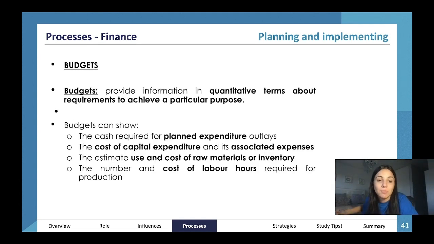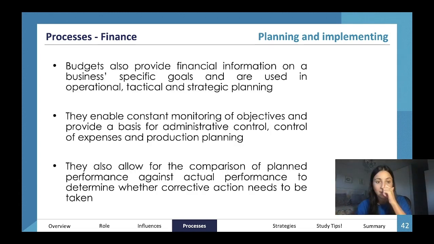That's why they then use budgets, which provide information in quantitative terms about requirements to achieve a particular purpose. Budgets can show the cash required for planned expenditure, the cost of capital expenditure, the estimated use and cost of raw materials or inventory, and the number and cost of labor hours required for production. The budgets are just showing all that planned expenditure, and then they can use that for planning and implementing cuts and then applying strategies from there.